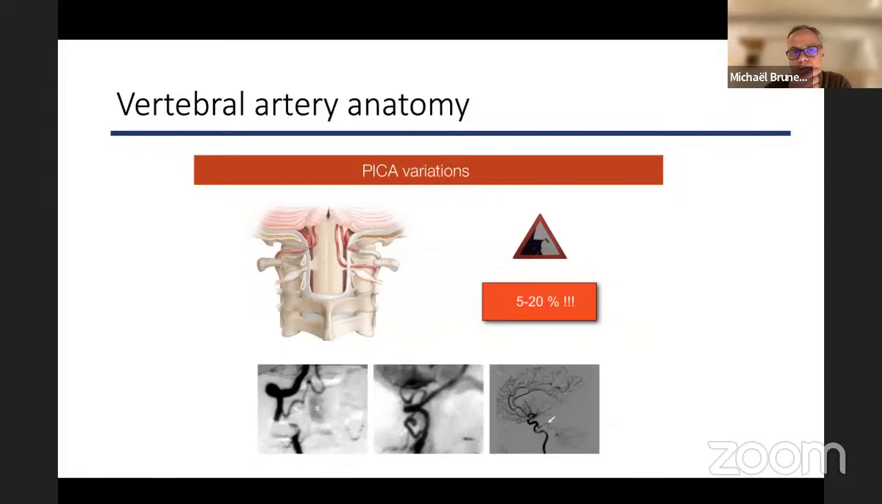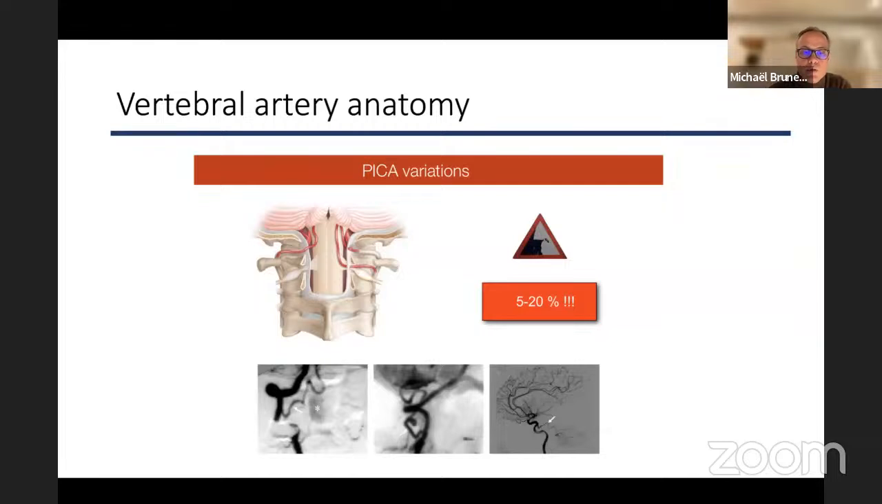When you are exposing a vertebral artery at the craniocervical junction level, what is important to know, because it's quite common, between 5 and 20% of the patients, is that you can face a PICA variation, with a PICA not arising from the intradural segment of the vertebral artery, but arising extradurally from the horizontal portion of the V3 segment or even the vertical portion of the V3 segment. So the course of the PICA is completely different. And here, for example, you have a course between C1 and C2, which can be truly problematic if you are not aware of that.